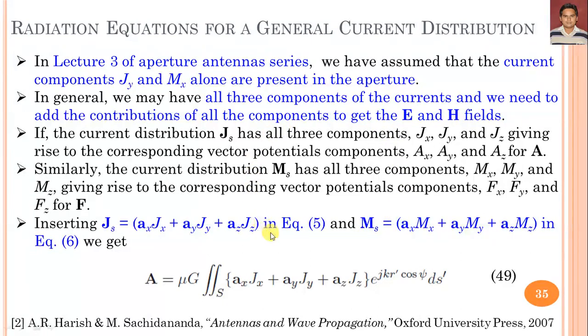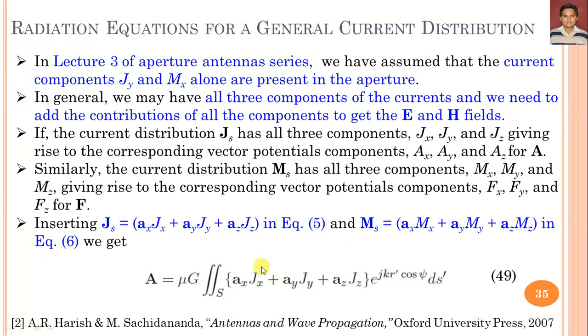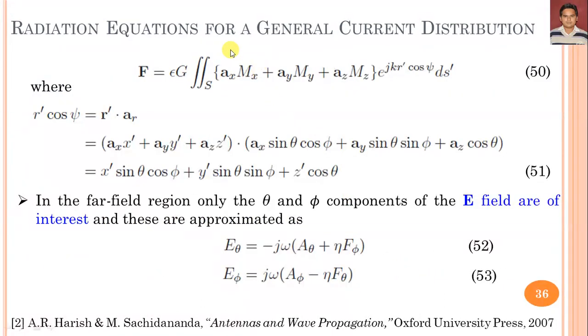when the antenna aperture is considered in free space, we have to calculate the vector potential function A by using this expression, and similarly we can calculate the vector potential function for Ms by using this expression. As you can see, it depends on Jx, Jy and Jz along with r dash, and here it depends on Mx, My and Mz, where r dash cos psi is equal to r dash dot ar in the radial direction. Then you will get the value of r dash cos psi, which is equal to this one.